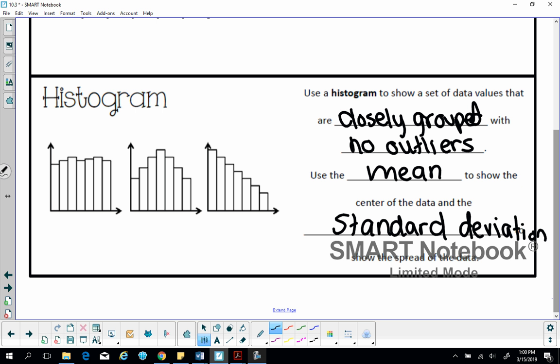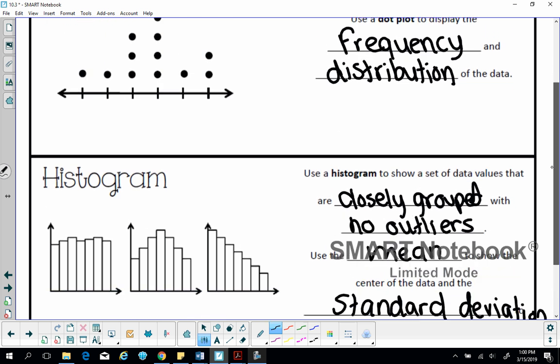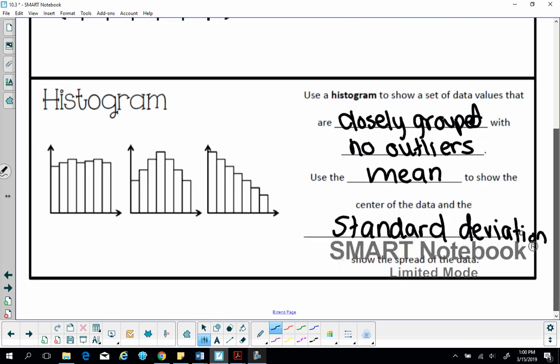And then I want you to flip the packet over so it's just that blank page, the back of the whole thing. This one, closely grouped, right here. For dot plots it says frequency and distribution. So the first thing we're going to look at is one thing, two different ways.